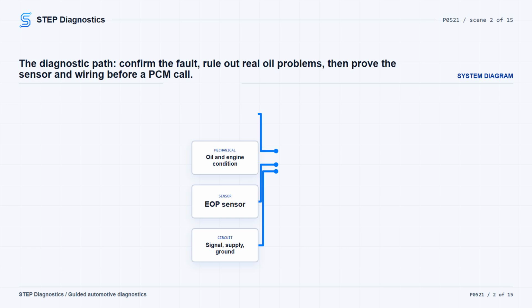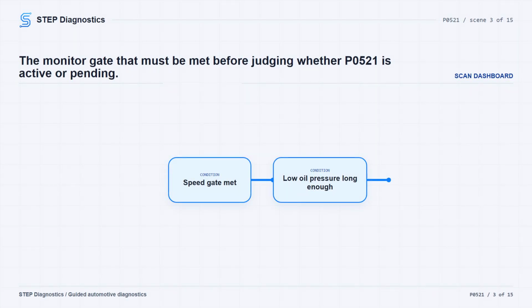We are going to work this like a sensor performance code. Confirm the code, rule out real oil and mechanical problems first, then simulate the sensor circuit and check the wiring before condemning a module. Start with the basic system checks, then reproduce the operating conditions for this code.